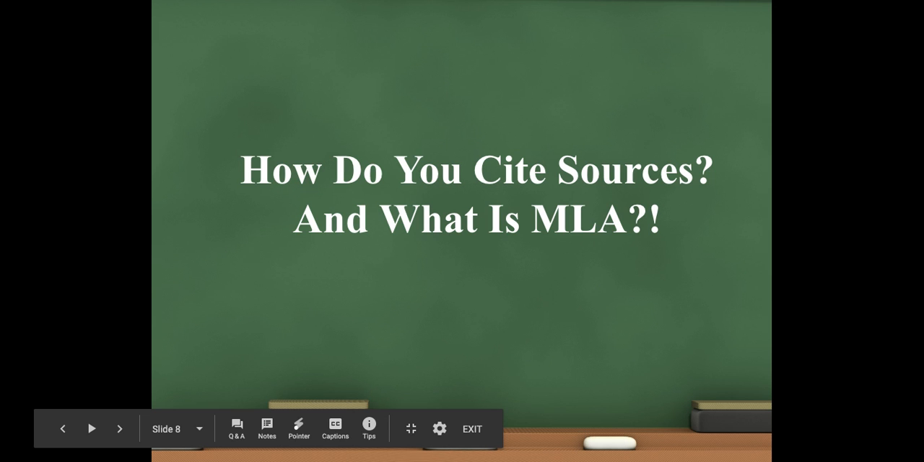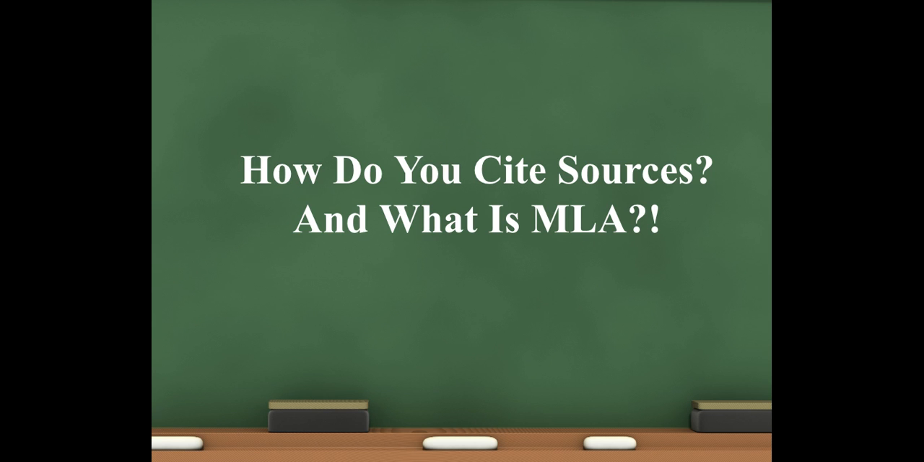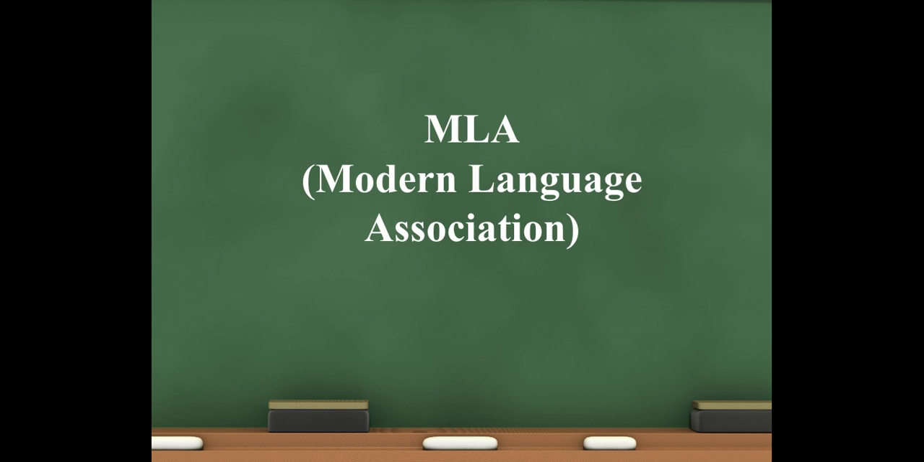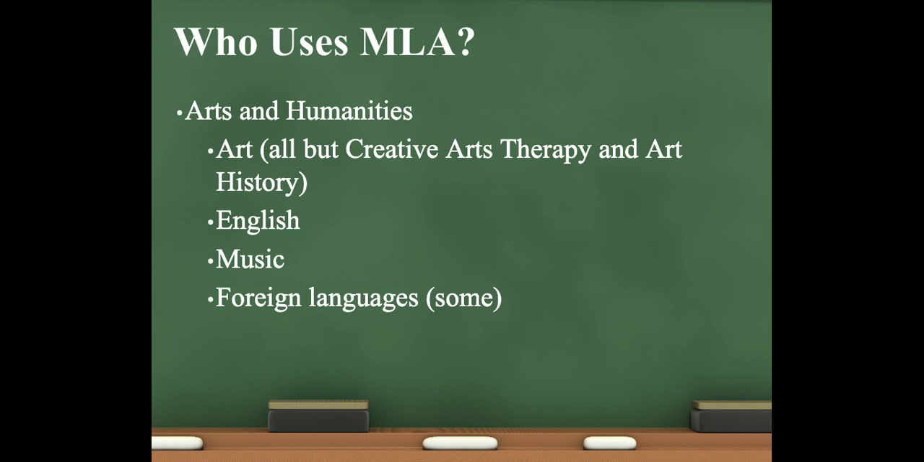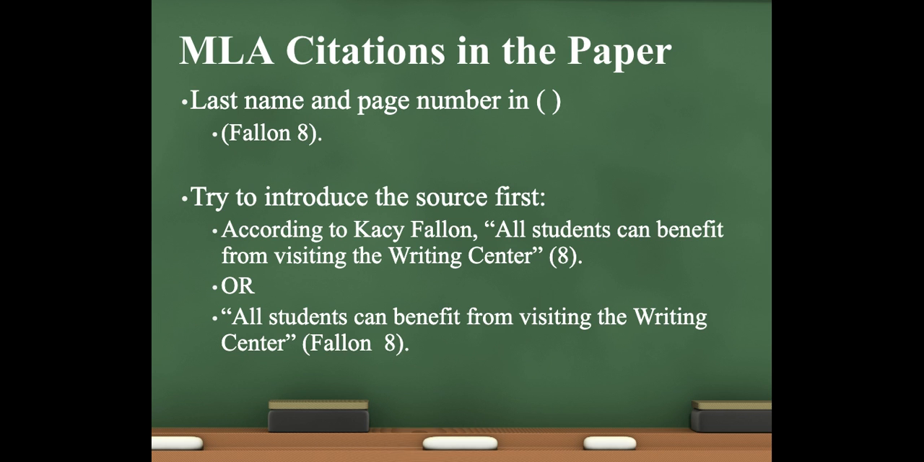Hi everyone, today we're going to go over briefly how to cite your sources in MLA. MLA stands for Modern Language Association, and we mainly use MLA in the arts and humanities. For example, creative arts therapy, art history, English, music, and foreign languages.